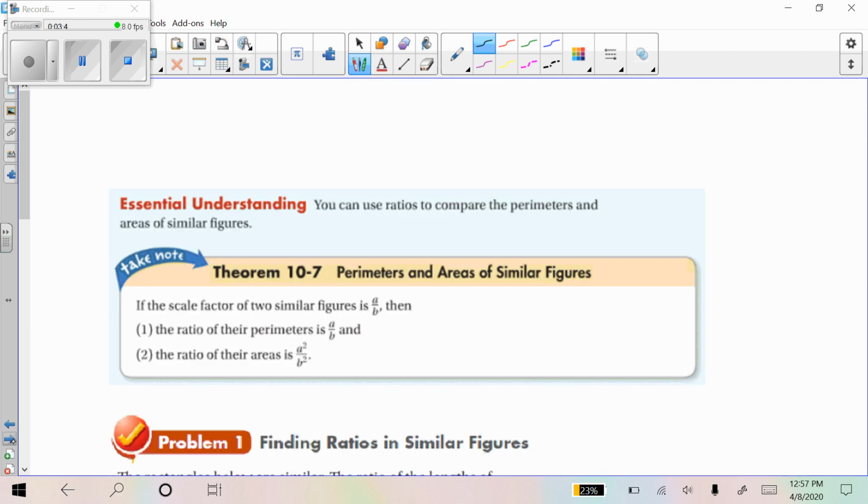If the scale factor of two similar figures is some fraction, let's say it's 1 to 3, whatever, then the ratio of their perimeters would also be 1 to 3, A over B, but the ratio of their areas is the scale factor squared, which would be 1 to 9. So just going over that again, let's say that our original scale factor is 2 to 3. The perimeter would also be 2 to 3. The area would be that number squared, or 4 to 9.